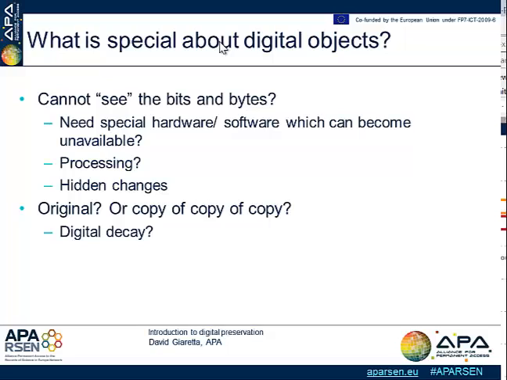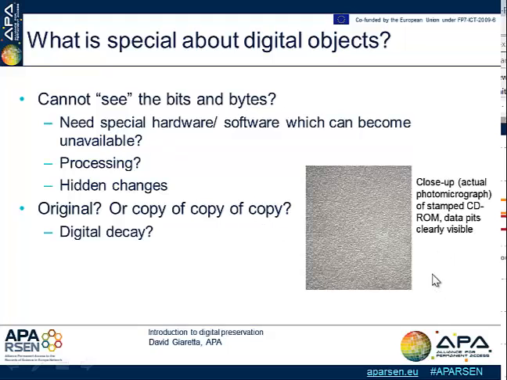So first, what's special about digital objects? Well, in a sense, it's because you can't see the bits. You tend to need special hardware or software which may become unavailable. Although, of course, there are some special cases. Here is a CD-ROM. You can see the pits in the media, although they're not quite bits because of the error encoding and bit stuffing.